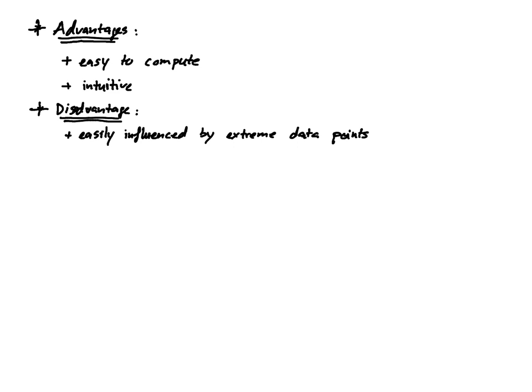So in this video, we learned how to calculate the mean, which is the simple average, which is also known as the arithmetic mean. We learned how to calculate the weighted mean, and we discussed the advantages and disadvantages of using the mean as a measure of location.